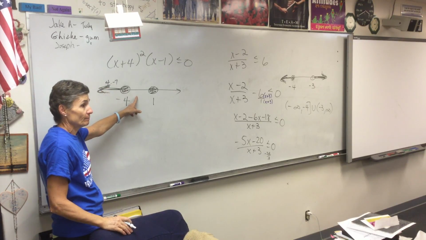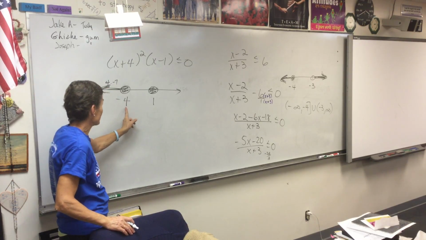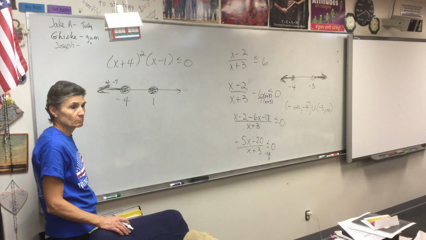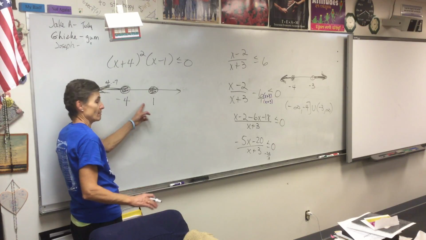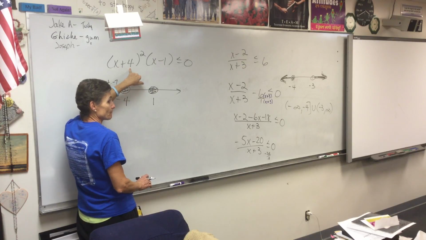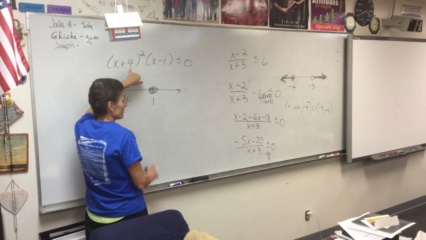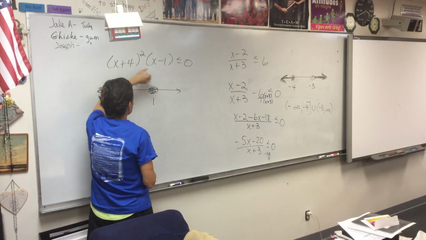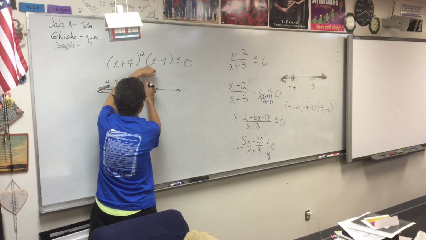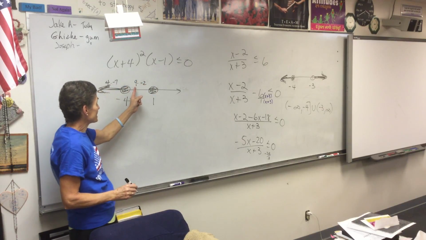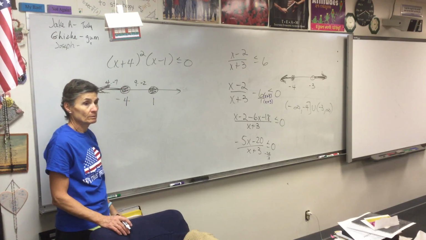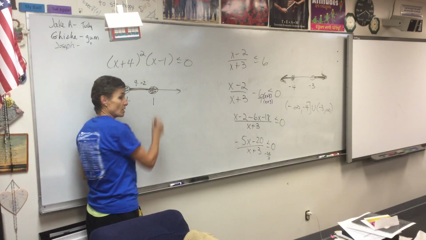Now I got to pick a number here. What's the number in between -4 and 1? -1. There's lots of them. Just pick one. -1's fine. What's -1 plus 4? 3 squared. 9. What is -1 minus 1? -2. Now when I multiply 9 times -2, does that come out less than 0? Oh, that works also.